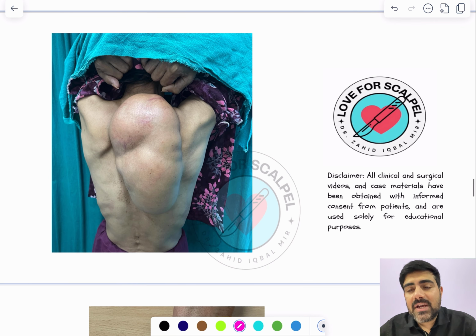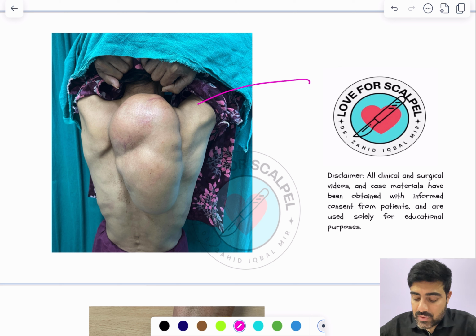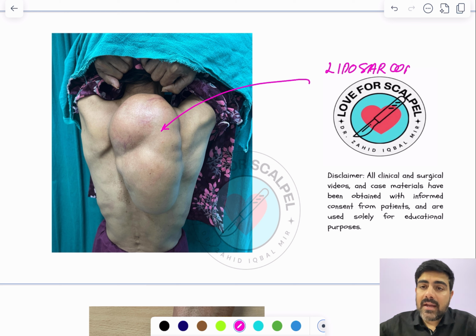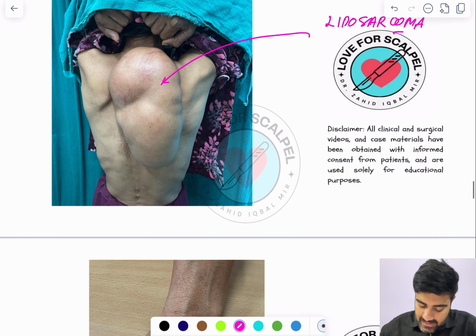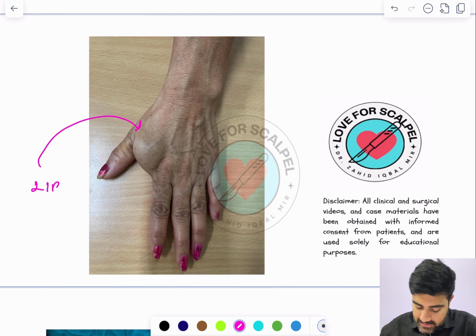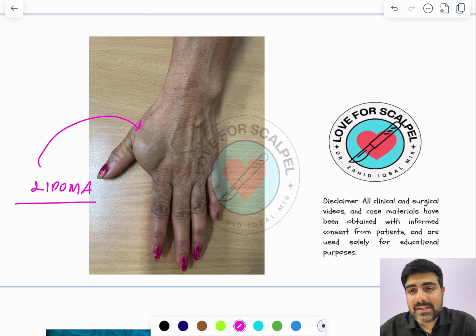She had a swelling for a very long period, and then there was a rapid increase in the size of the swelling with change of consistency from firm to hard, and this was a case of liposarcoma. So whenever you find increased pain, rapid increase in the size of the swelling, and change in consistency, you suspect liposarcoma. So this is malignant transformation. Then we have this, again very rare, lipoma of the hand. This can be confused with ganglion cyst.